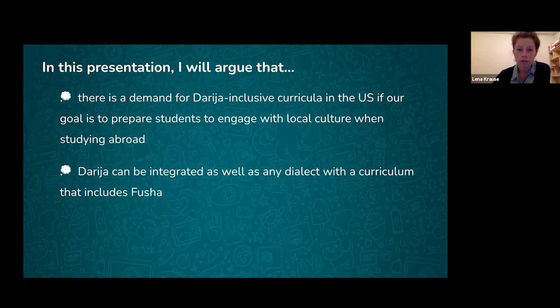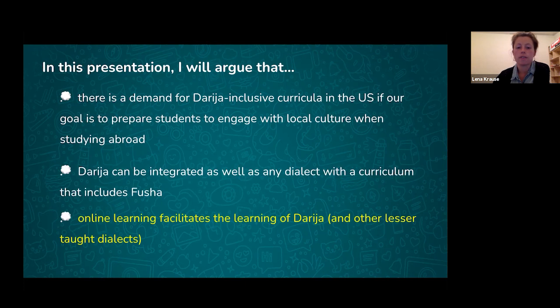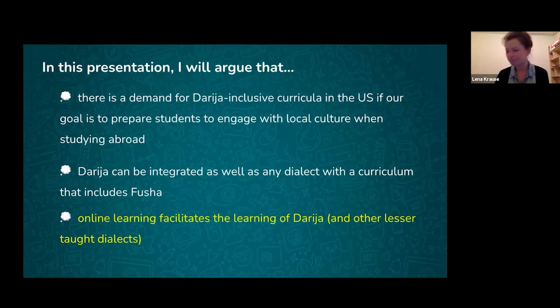And my main argument is leading up to the fact that online learning, which we may have been dragged into kicking and screaming, has actually created opportunities for the learning of Darija. And by the way, it's not just about Darija. I would argue that this is for any of the lesser taught dialects. I'm not arguing that Darija should overshadow Shami, Masri, etc., just be included among them.